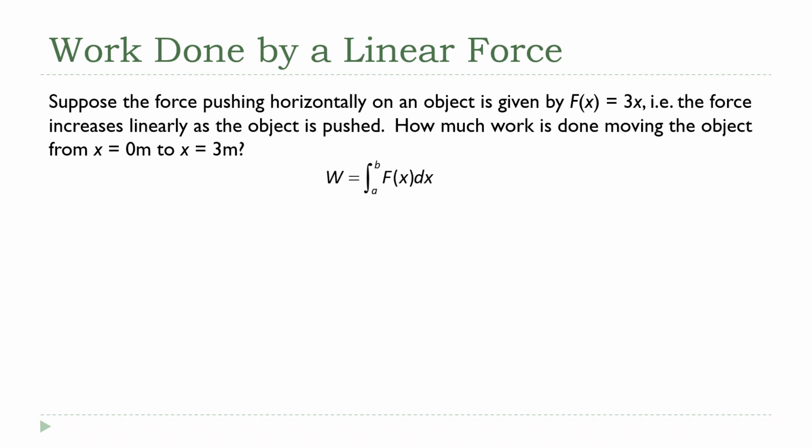We've got our formula, right? I'm going to put 3x in there for F(x), and we're going to do this integral from 0 to 3. A very simple integral: the antiderivative of 3x is 3/2 x squared. We evaluate that from 0 to 3. We put the 3 in and we get 27/2, the 0 in and we get 0.